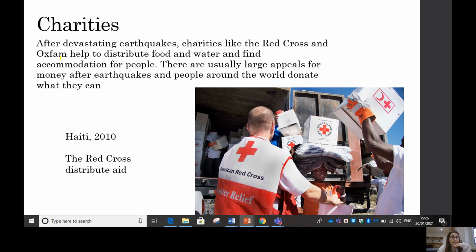So in 2010 in Haiti, there was a big earthquake, and lots of different countries, including America and the UK, flew out volunteer and charity workers to go and help with the earthquake relief. And it's usually quite successful. It's obviously a bit challenging at first to get in there and get through all the debris, but usually charities play a really big role in helping communities recover from earthquakes.